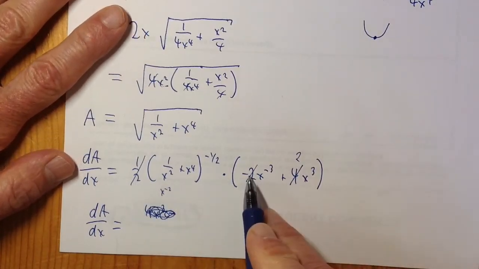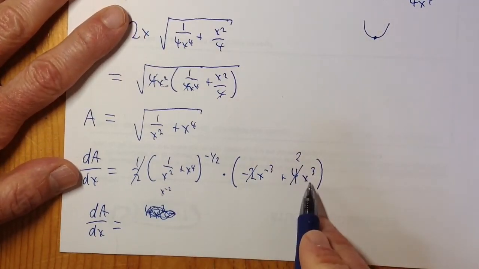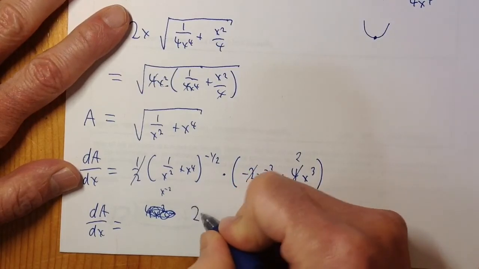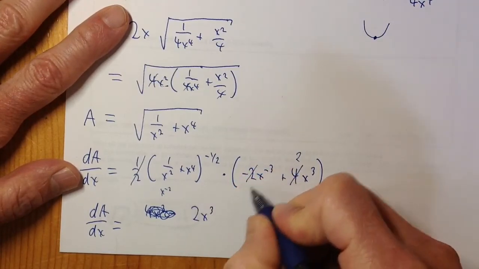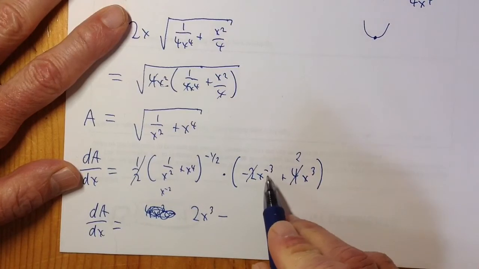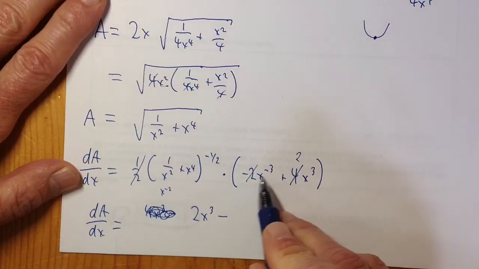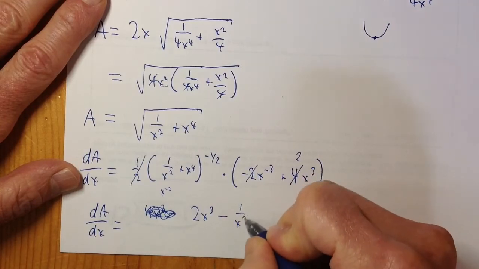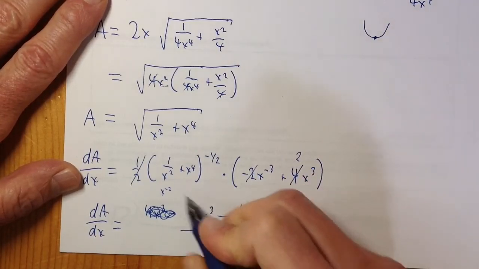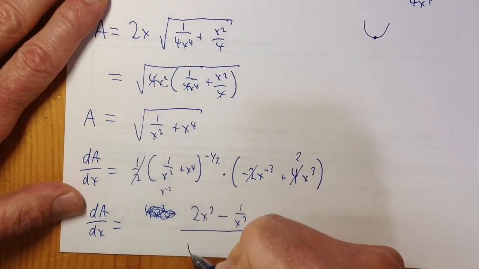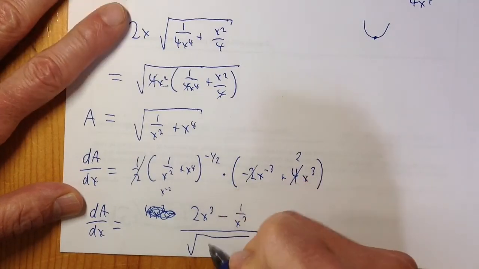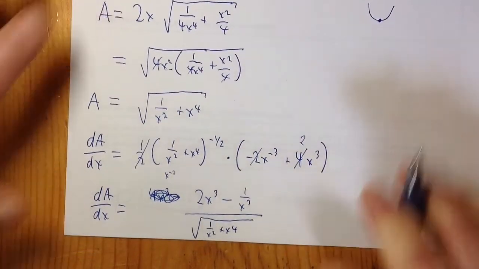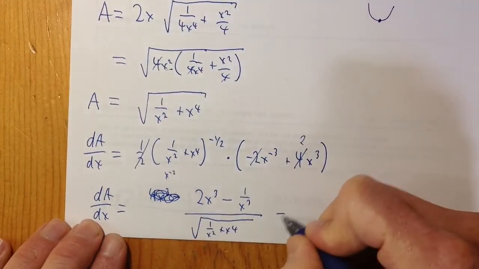Half cancels out this 2 and that 4. This one's a positive 1, so I'm going to have on the top 2x to the 3rd minus 1 over x cubed, because x to the negative 3 is 1 over x cubed, divided by, in the bottom, the half went away, and it's the square root in the bottom, negative 1/2 of 1 over x squared plus x to the 4th. So this is our derivative. We want to set that equal to 0.